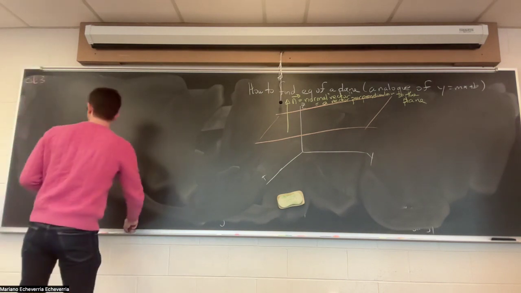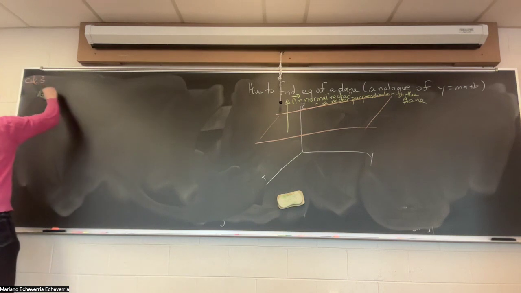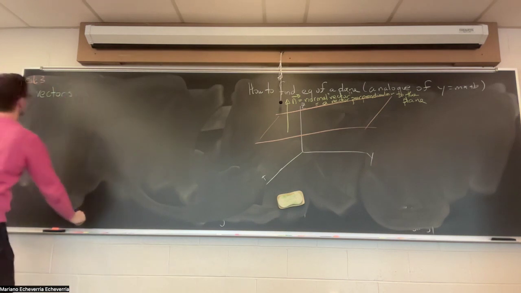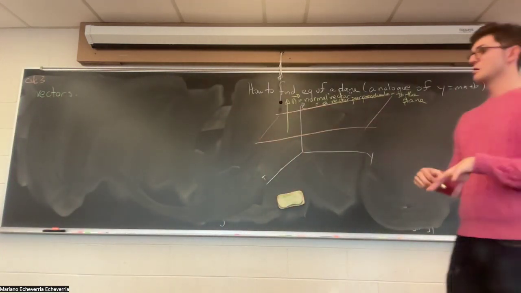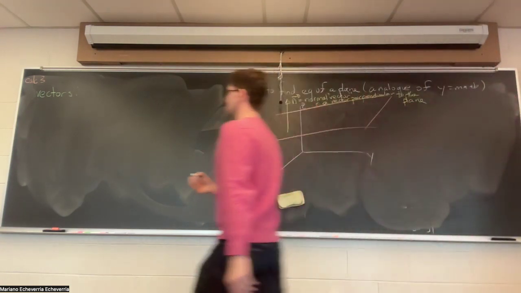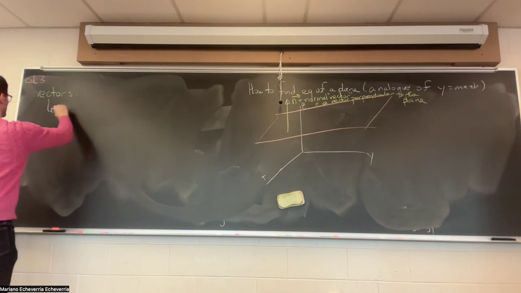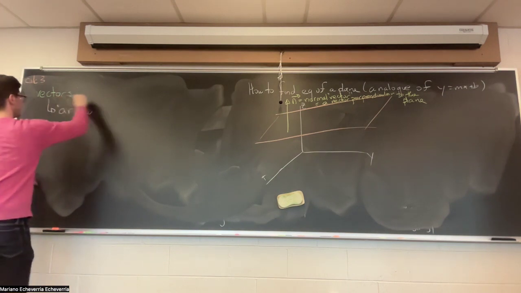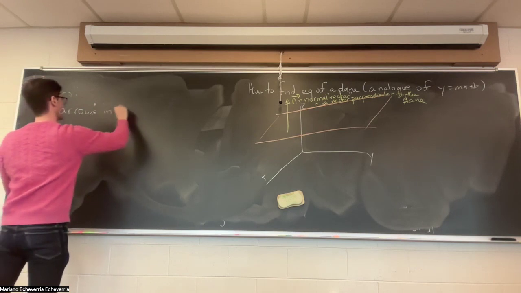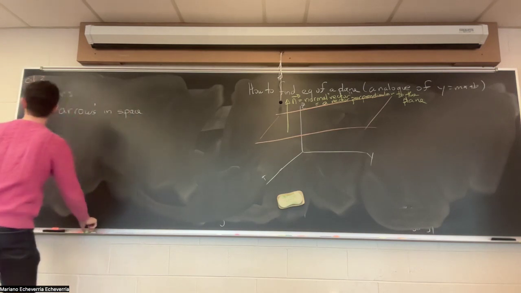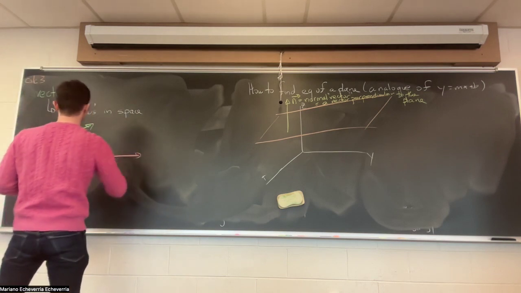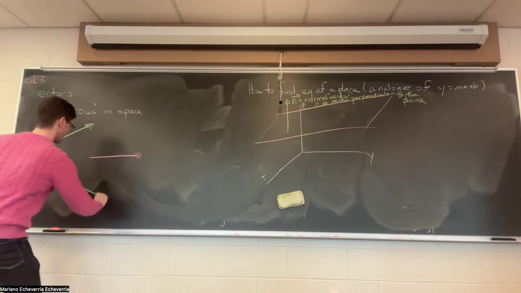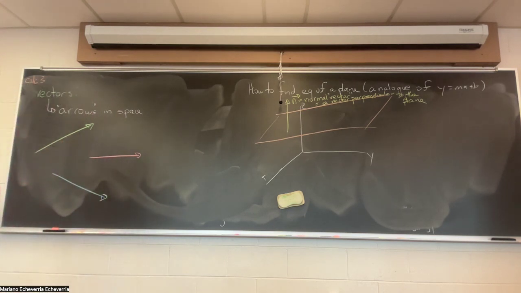So let's talk about vectors for a few minutes. A way you can think about vectors for us is as some sort of arrow in space. So that's how I want you to think about them. Let's call them arrows in space. Something like this, something like this, something like this. All of these three arrows would be considered vectors.